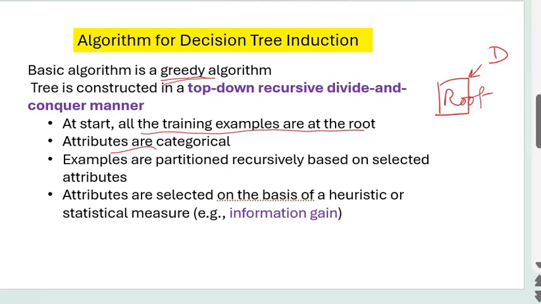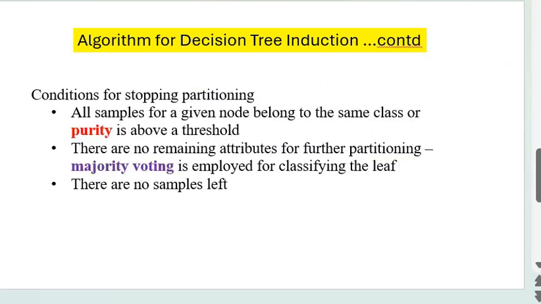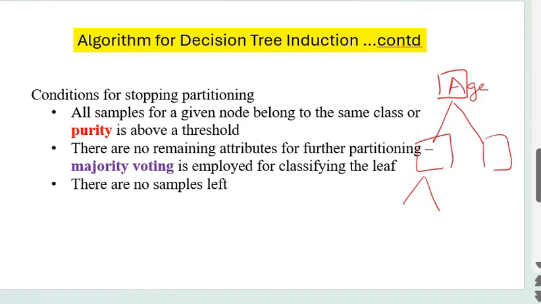We go on partitioning recursively based on selected attributes, and the attributes are selected based on a heuristic or statistical measures such as information gain. There are other measures. We'll be talking about them shortly in our future videos. Now, as you go on building the tree, this was the root, and suppose you chose an attribute A. So in our example, we could have taken the example age as the splitting attribute. Then we go on and select the next attribute, and so and so forth. The tree goes on building.